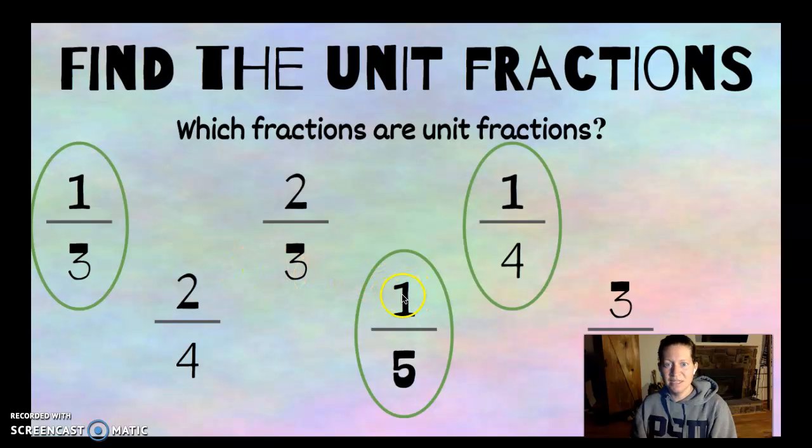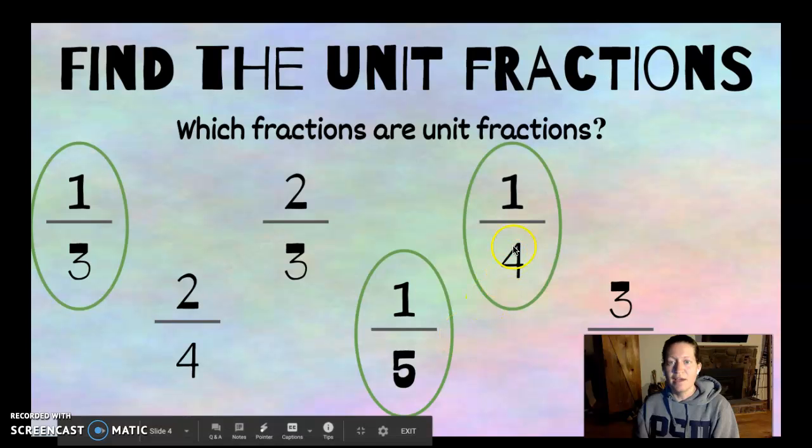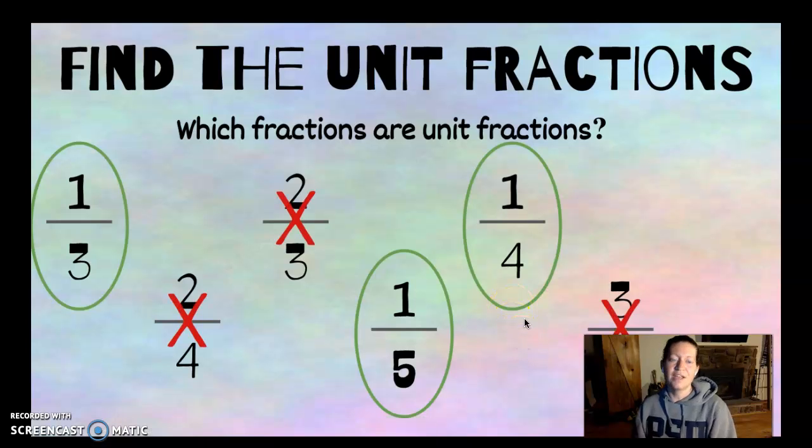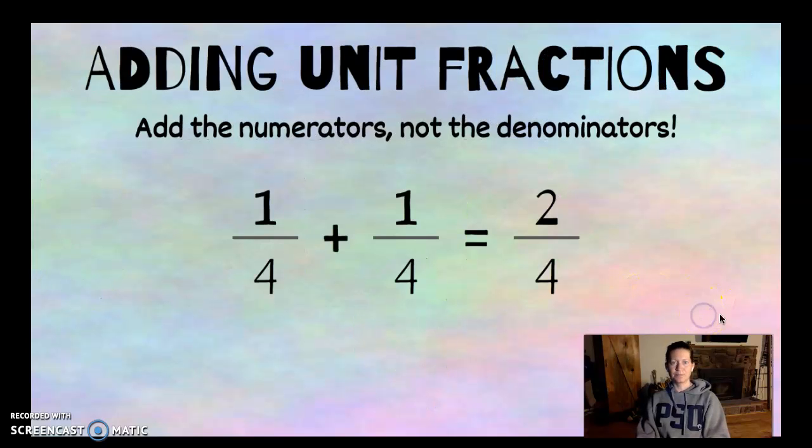I have 1 piece out of 3 pieces total. I have 1 piece out of 5 pieces total. I have 1 piece out of 4 pieces total. And then the other ones are not unit fractions because they have more than 1 piece in the numerator. This would be like 2 pieces shaded, 2 pieces shaded, 3 pieces shaded, okay? So we're gonna study unit fractions today, yesterday and today.